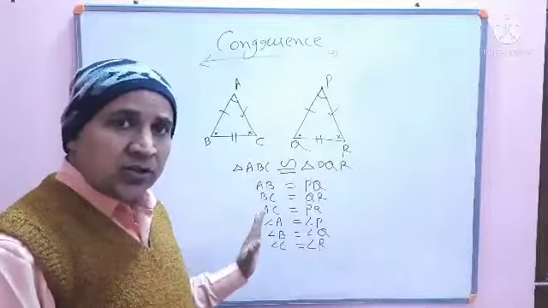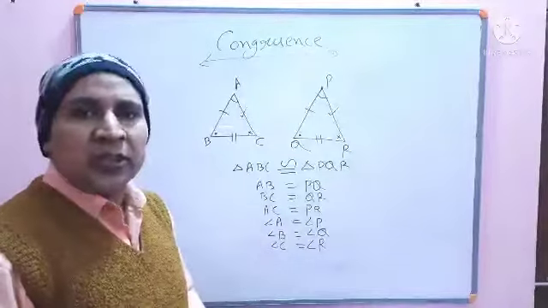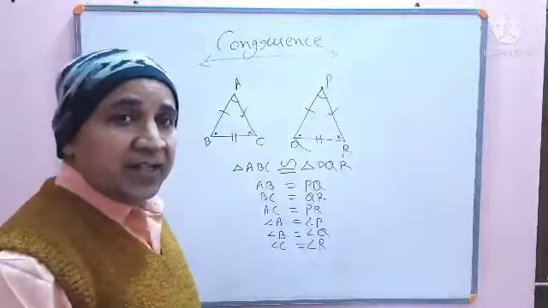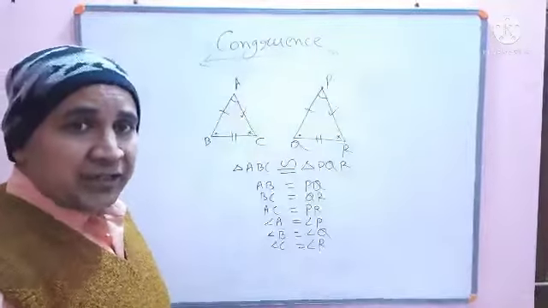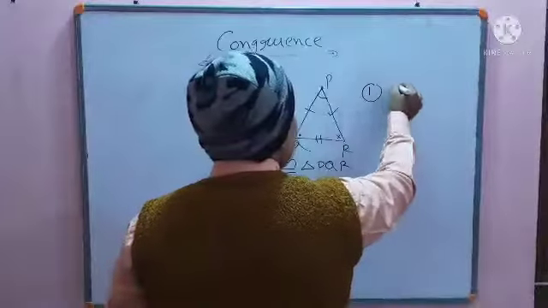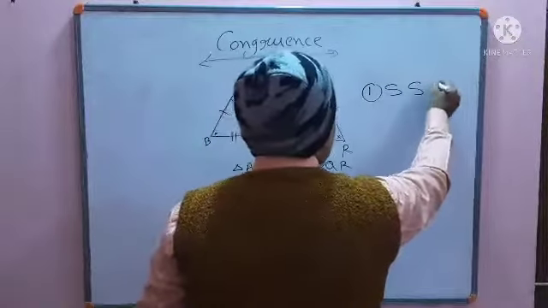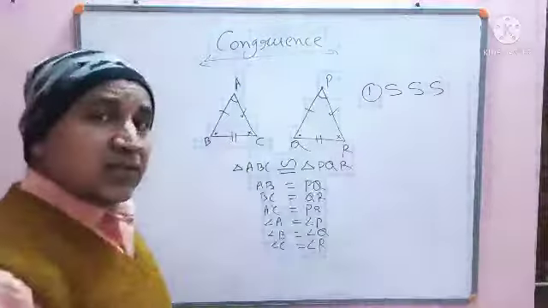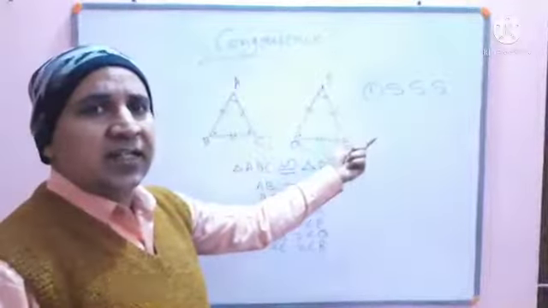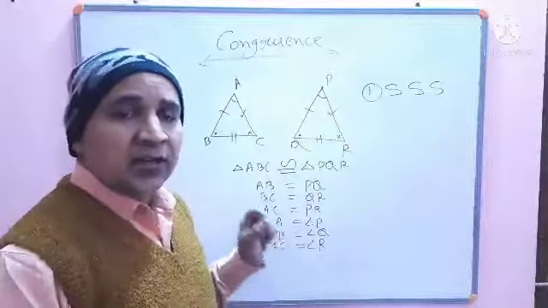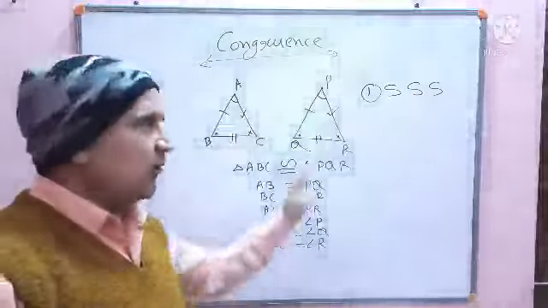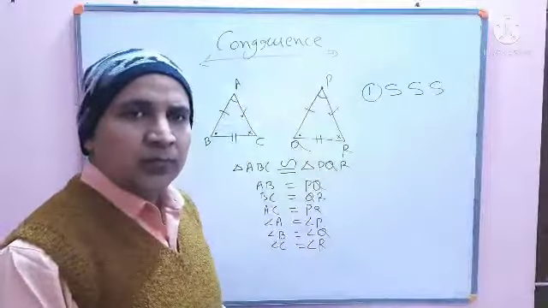After finding those 3, the remaining 3 will be automatically equal. What are those properties? They are called the criteria of congruency. The first criteria is side, side, side. It means if in 2 triangles all the sides are equal, then we can say that the triangles are congruent. We do not need to check the angles if all the 3 sides are equal.